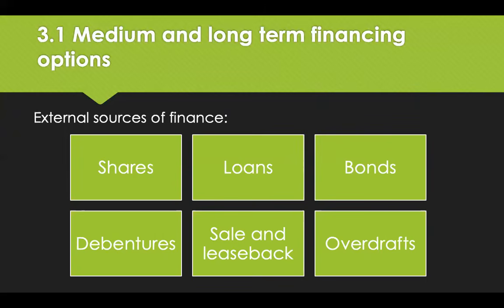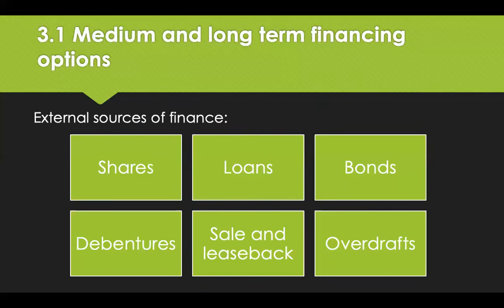Sales and leaseback is a finance transaction in which one sells an asset and leases it back in the long term. Therefore, one continues to use the asset but no longer owns it. And overdrafts occur when money is withdrawn from the bank account and the available balance goes below zero. In this situation, the account is said to be overdrawn.